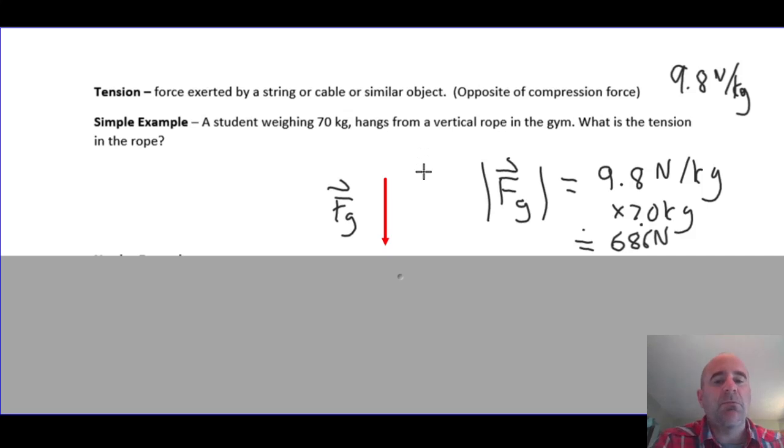Now, if they're hanging from a rope, what is stopping them from accelerating towards the ground? They are in equilibrium. And the reason they're in equilibrium is because of the tension in the rope, which has to counteract the force due to gravity. So the tension in the rope is a force that's operating up, and its magnitude has to be the exact same. So the answer is the tension in the rope is also 686 newtons.